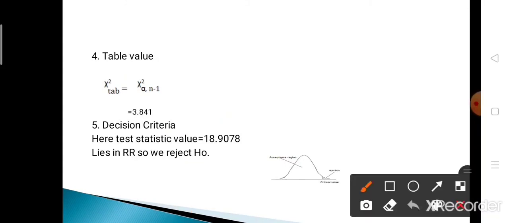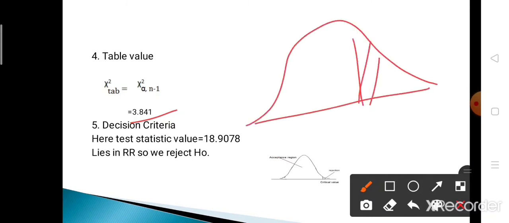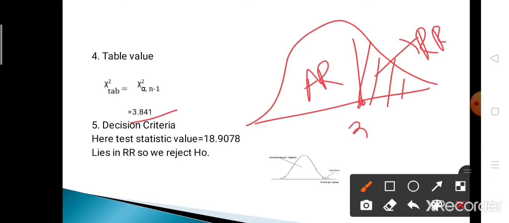Now the last is table value and decision criteria. The table value we are given is 3.841, and the chi-square test is a one-sided right test, so only one rejection region is there, on the right side. So this is the rejection region, this one is the acceptance region, and here is the positive table value, and the table value is 3.841. So this test statistic value 18.9078 lies in which region?